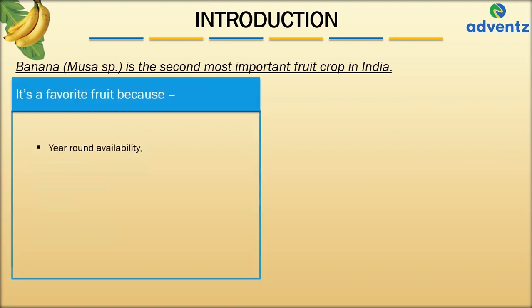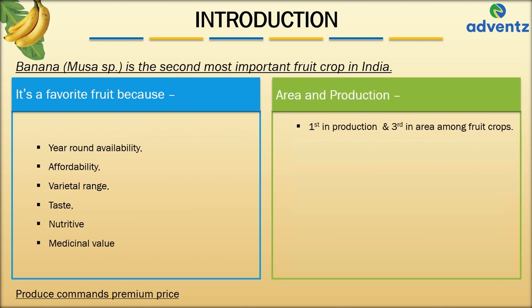Its year-round availability, affordability, varietal range, taste, nutritive and medicinal value makes it the favorite fruit among all classes of people. It also has good export potential. Also, in India, banana ranks first in production and third in area among fruit crops. It accounts for 33% of production of all the fruits and 13% of the total producing area.